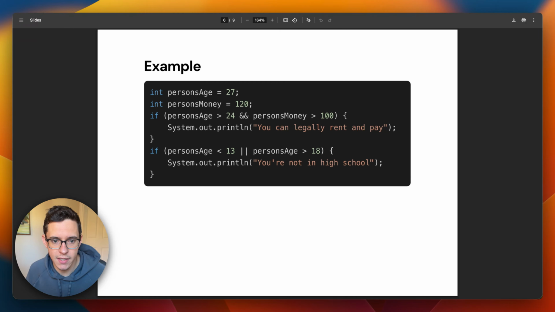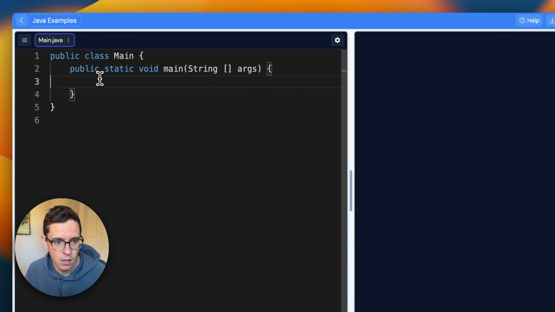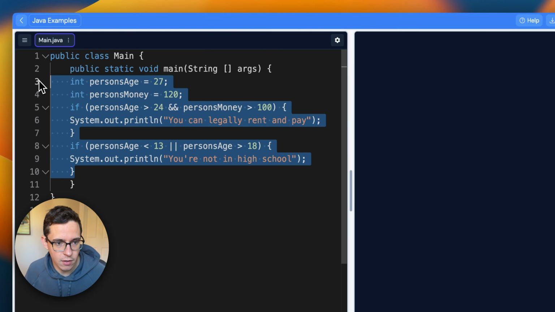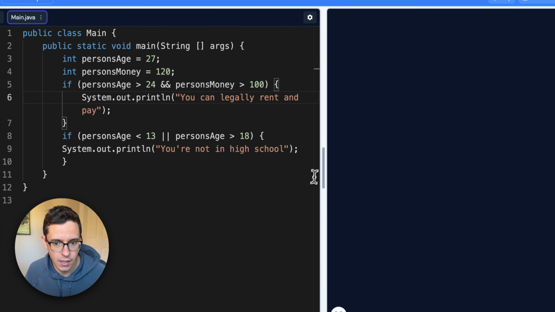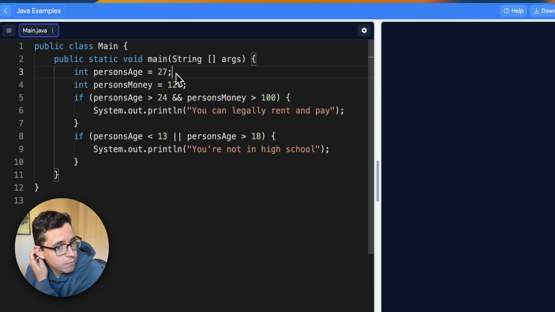So here's an example, and we can throw this into our code editor over in Pickcode. And so let's just take the code and throw it in there. And let's get our indenting right. And let's make this side a little bit bigger. Let's just see what we've got here. So we've got a person's age, that's 27. We've got an integer, which is the amount of money that they have, which is $120.